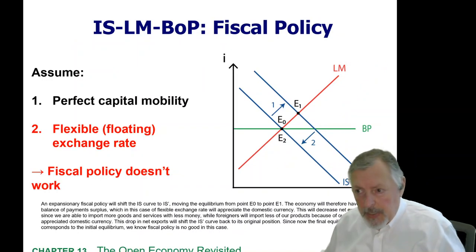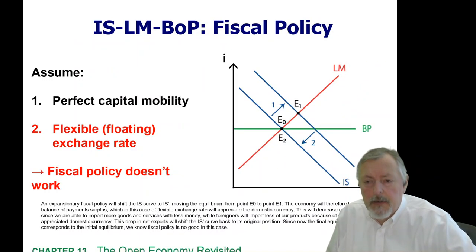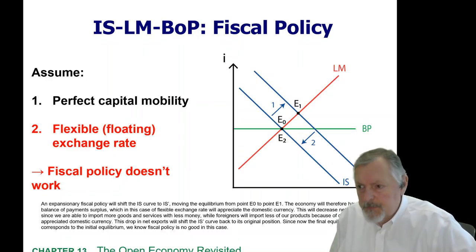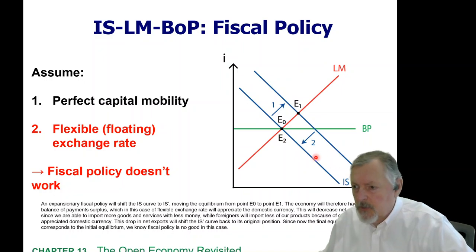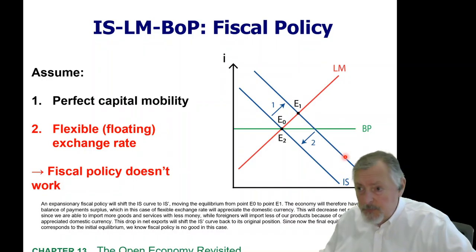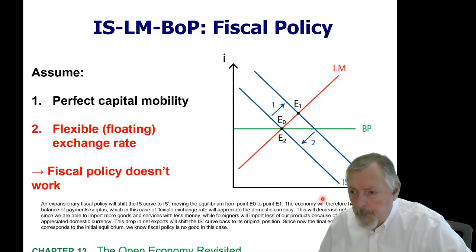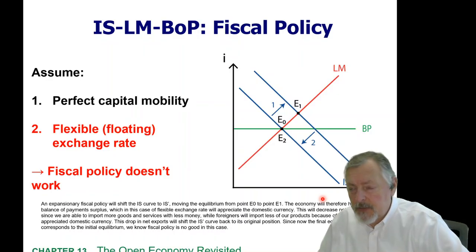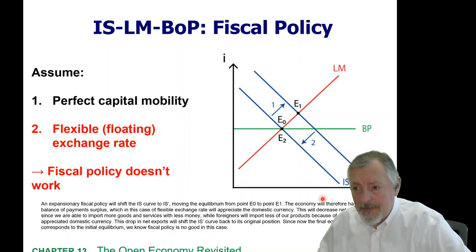Now let's look at fiscal policy. Does fiscal policy work in an open economy? If the government increases spending, it would shift the IS curve right from IS to IS prime. This would move the equilibrium from E0 to E1. But the economy will now have a balance of payments surplus because the domestic interest rate is above the world rate. If you have a flexible exchange rate, that's going to make the value of your currency go up.